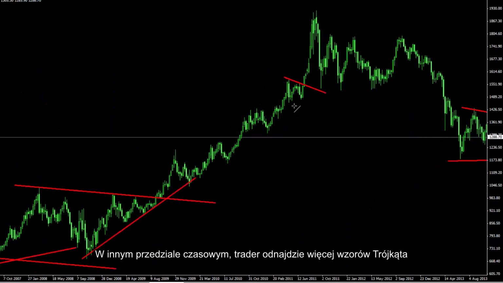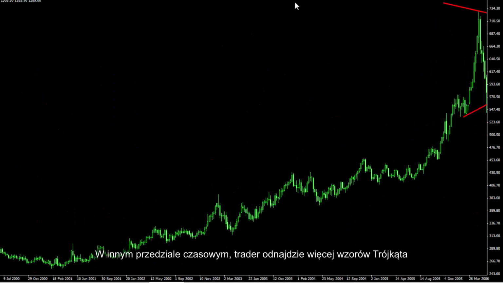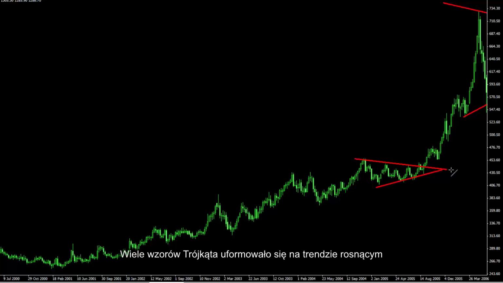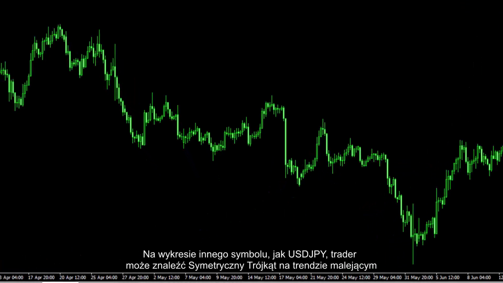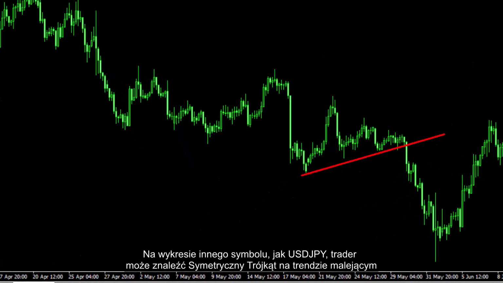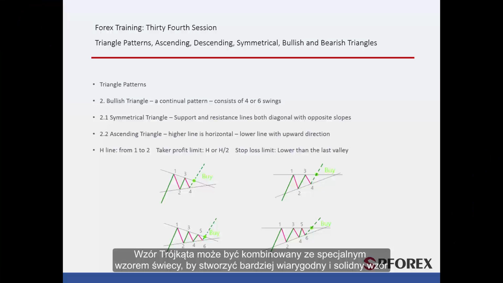On another time frame, a trader can find more triangle patterns. Several triangle patterns have been formed on an upward trend. On another symbol chart, like US dollar against Japanese yen, a trader can detect a symmetrical triangle on a downward trend. Triangle pattern can be combined with a special candlestick pattern to create a more reliable and sound pattern.